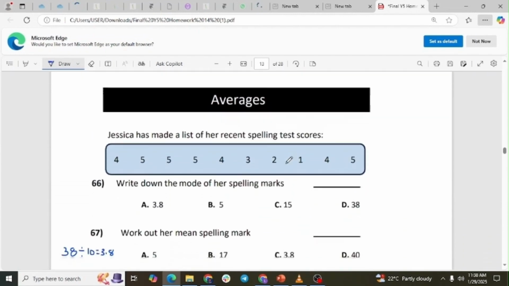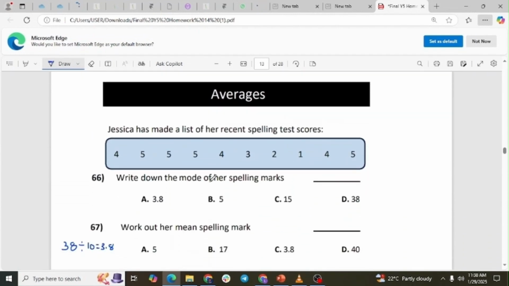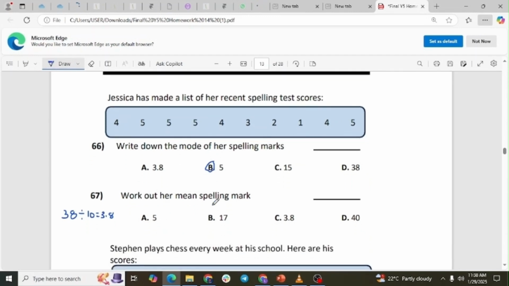Averages. Question 66. Write down the mode of her spelling marks. Correct answer B, 5. Explanation. The mode is the number that appears most frequently in a dataset. In Jessica's spelling marks, the number 5 appears the most times.